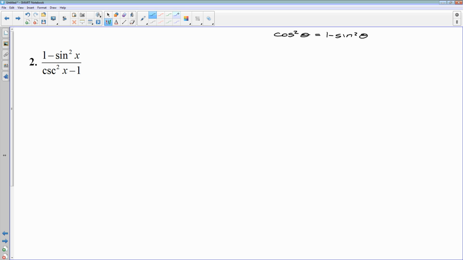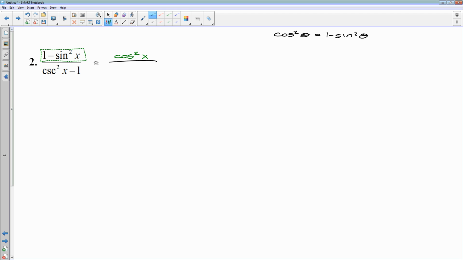So I bet you the first thing I need to do is take out 1 minus sine squared theta, and plug in cosine squared theta in its place, or x, cosine squared x. Okay, that's over, and I'm looking at cosecant squared minus 1.